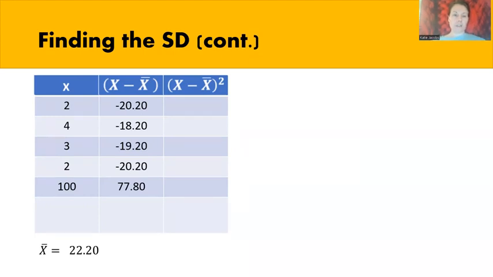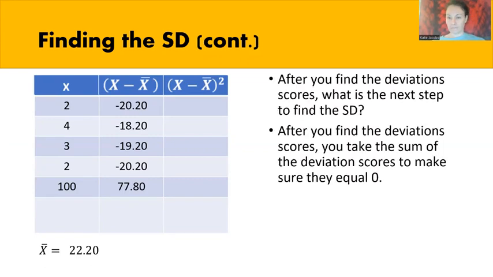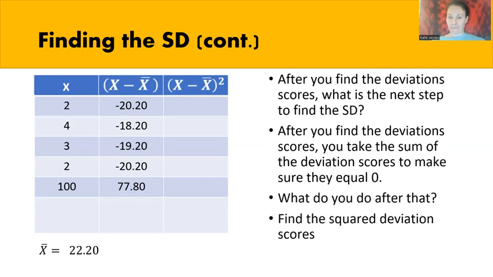To find the standard deviation, after we find our deviation scores, we know that we need to square each of our deviation scores. We know that if we add up all of our regular deviation scores in that second column in our table, they should equal 0. Sometimes when we round, it might be a little bit off, but that is definitely one way that you can double check to make sure that you are on the right path.